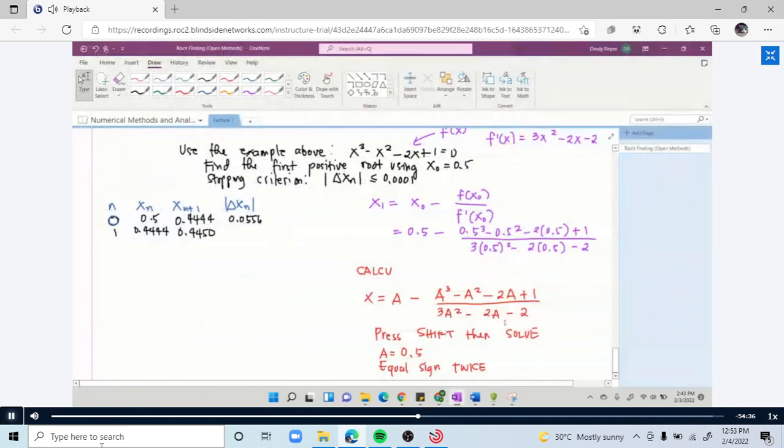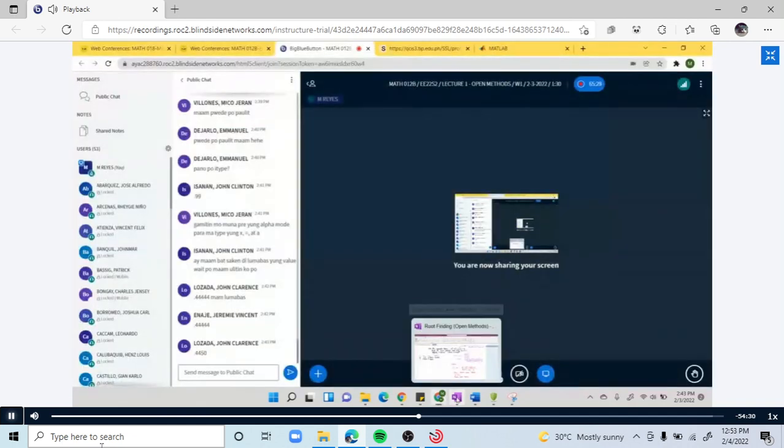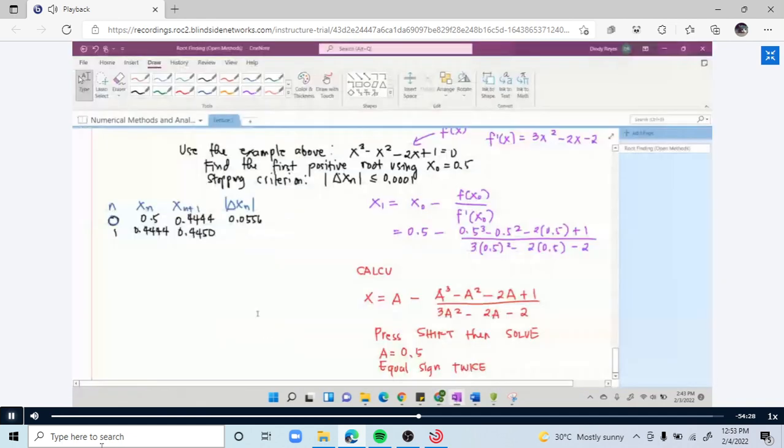Palitan nyo lang. So go back to the formula that you entered and then shift solve ulit. Ayan, okay. May nakakuha ng 0.4450. And then the error between the two is 0.0006. Okay? We need another one.